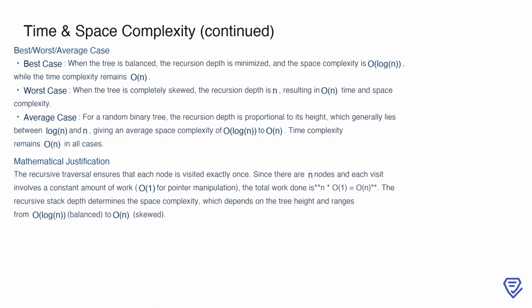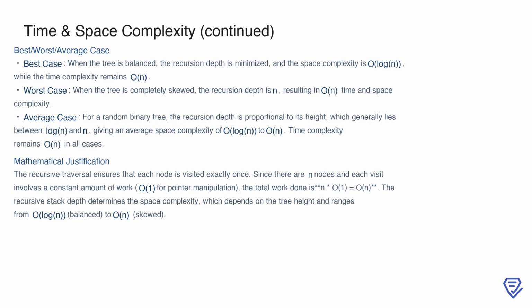To summarize the time and space complexity across different scenarios, the best case occurs when the tree is balanced. In this scenario, the recursion depth is minimized, leading to a space complexity of O(log n), while the time complexity remains O(n). In the worst case, where the tree is completely skewed, the recursion depth equals n, resulting in both time and space complexities of O(n). For an average binary tree, the height typically falls between log n and n, meaning the space complexity will range from O(log n) to O(n).